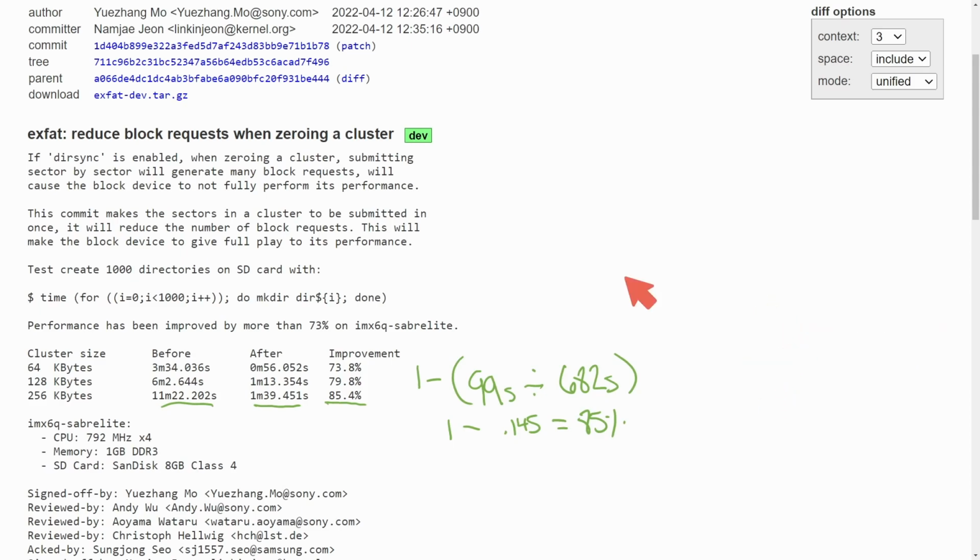So another thing that's important is what kind of hardware they tested this on. Well, we'll check that out here in a moment. It was an i.MX6Q Sabre Lite. This is a CPU that supports around 800 megahertz with what seems to be four cores, and the memory was 1 gig DDR3 RAM, and the SD card was an 8 gig class 4 SD card.